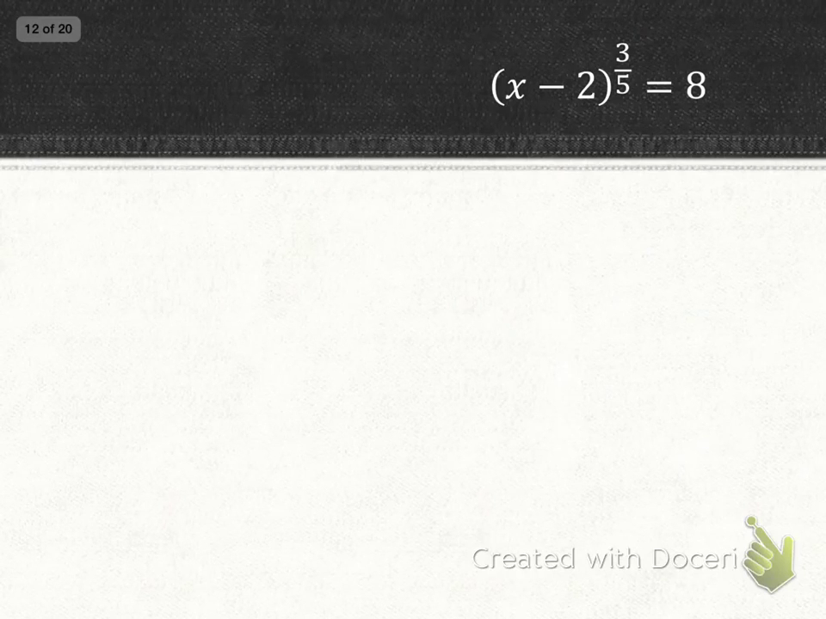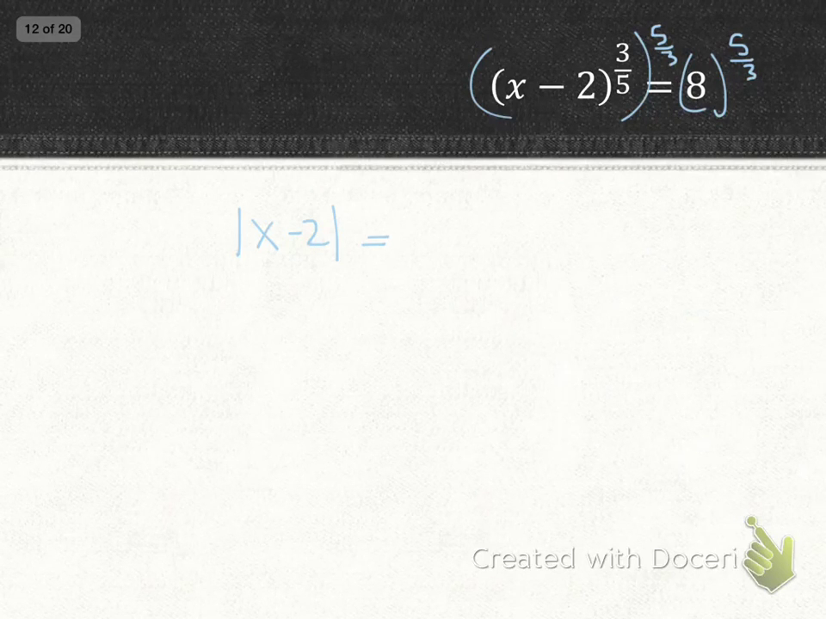Okay, to get rid of the 3/5, we have to do the power of its opposite, so we need to flip it. Remember, whenever we have the weird little fractions like that, I need absolute value bars to my left side. 8 to the 5/3. 8 to the 5/3 gets me 32.